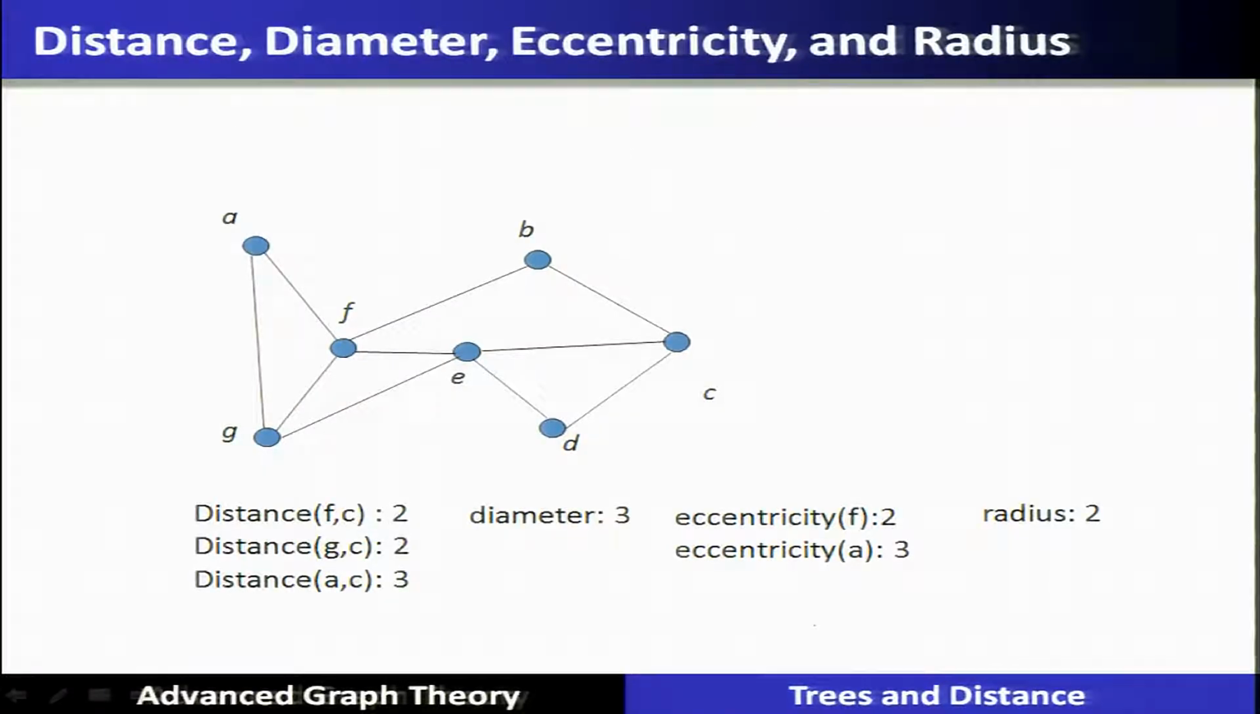Let us take this example. This is the graph, and if we calculate the distance between every pair of vertices, we find that this particular distance is the maximum, so the diameter of this graph is 3. Calculating the eccentricities, the minimum eccentricity is 2, so that becomes the radius. Similarly, the maximum eccentricity is 3, so the diameter of the graph is 3.